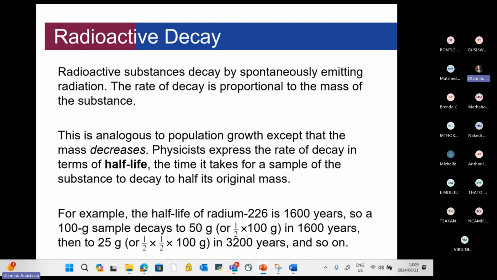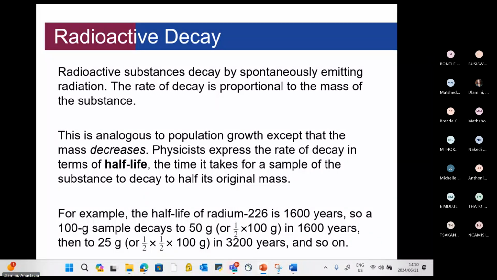Meaning that if the substance decays, then the mass will also reduce. So basically, okay, let me not talk too much. This is similar to population growth, except that the mass decreases. Physicists express the rate of decay in terms of half-life: the time it takes for a sample of a substance to decay to half its original mass. Are we together? Guys, am I talking to myself?